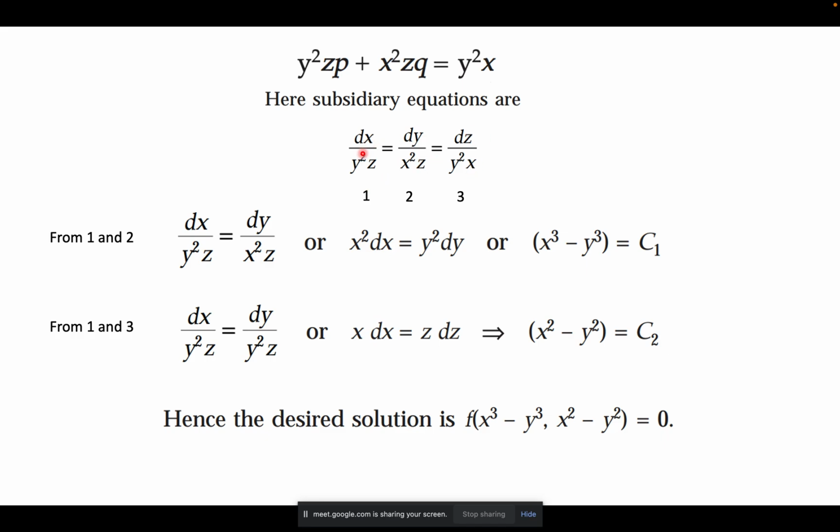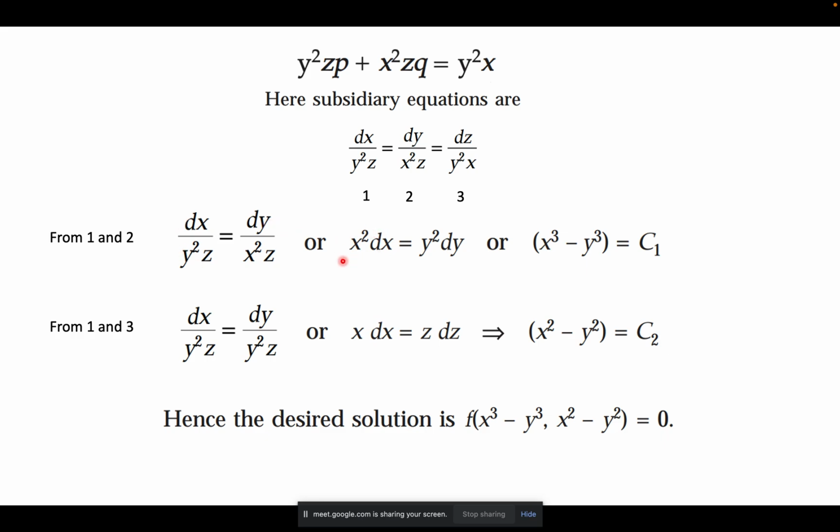So if you see, if I club the first and second term, I see that the z term is cancelling out, and I can simply solve this equation by adjusting the variables, right? So if I take the function from 1 and 2, I have dx upon y square z equal to dy upon x square z, right? So z and z on both the left hand side and right hand side cancel, and what I am left with, I can simply take this x square to the left hand side, and y square can be brought to the right hand side.